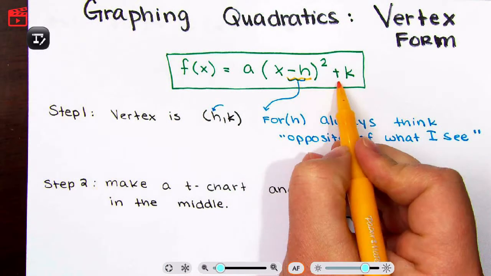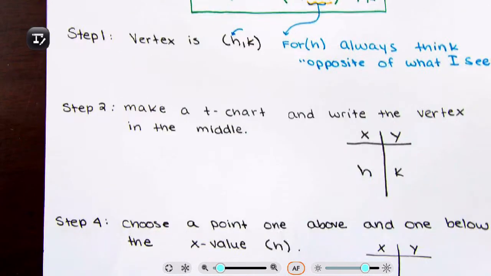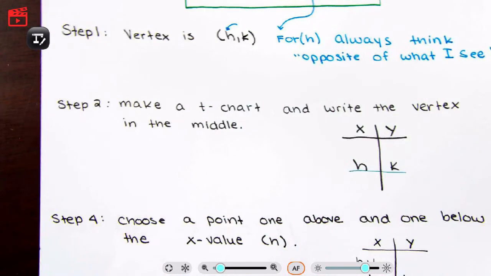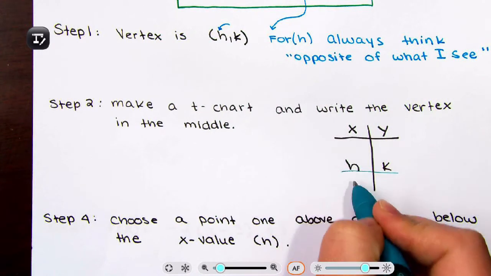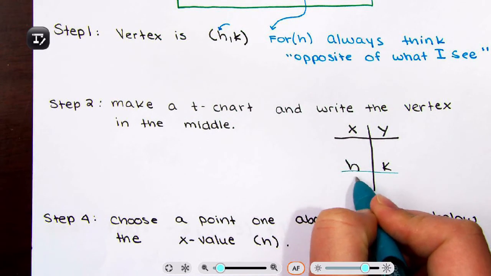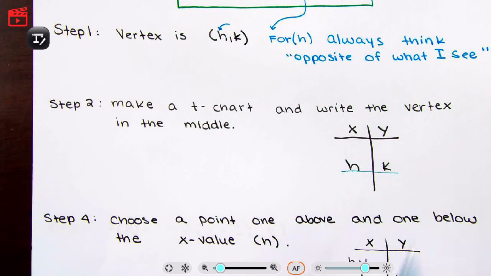Now your k value is exactly what you see. You don't change k. So if you see a plus k, it's going to be a plus k. If you see a minus k, it's going to be a minus k. That doesn't change. Step number two is to make a t-chart. You're going to write your vertex here in the middle. The reason you want to do it in the middle is because you're going to choose a value one higher than the x and one lower than the x. For example, if h was 3, I would do x is 4, and I would do x is 2. So one above, one below.